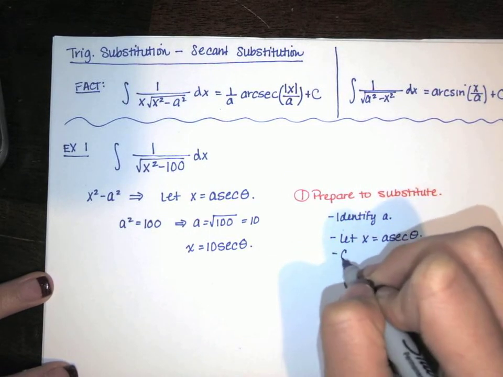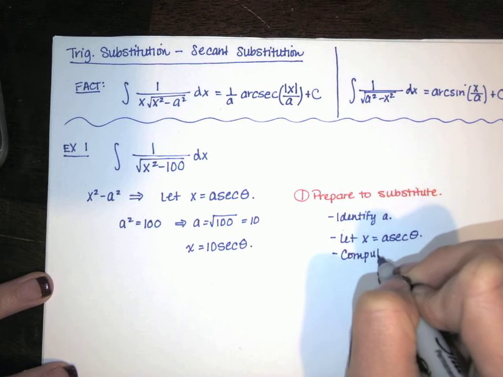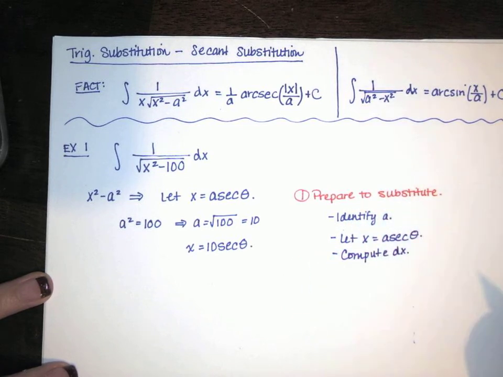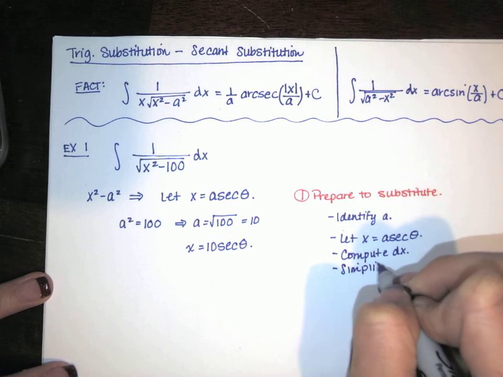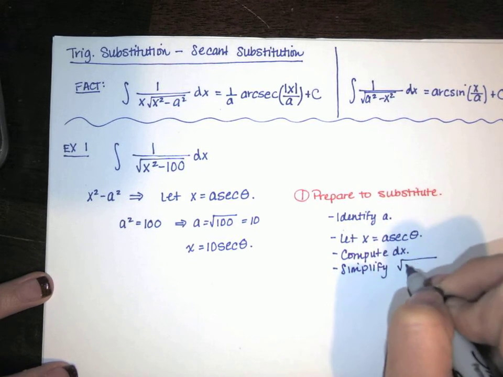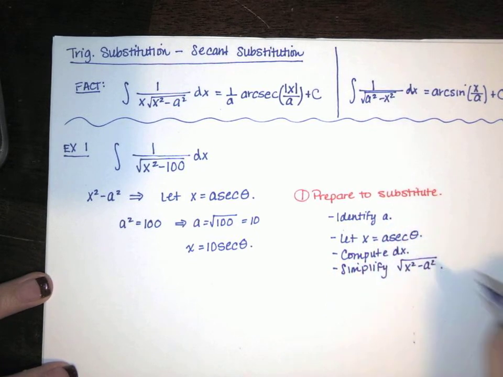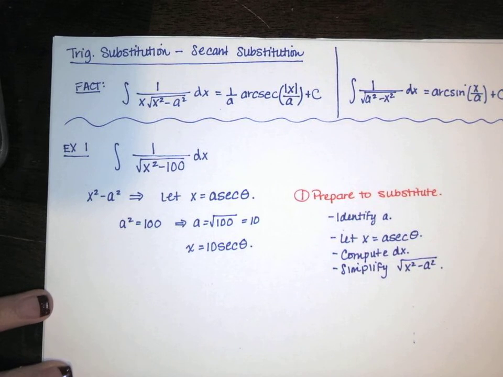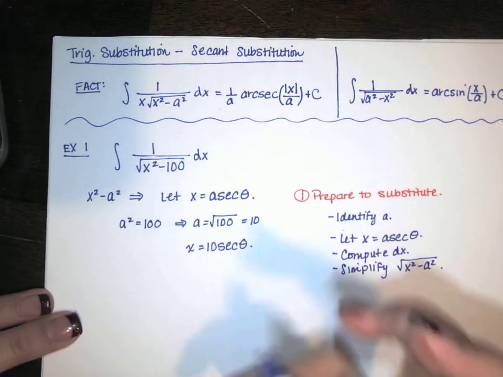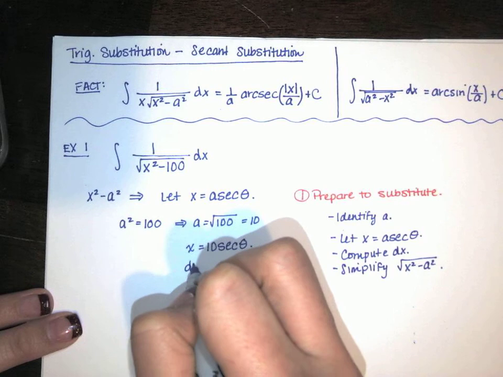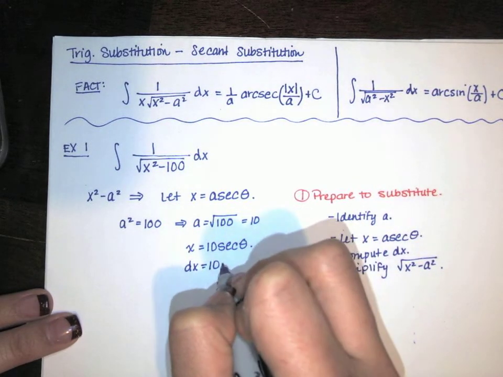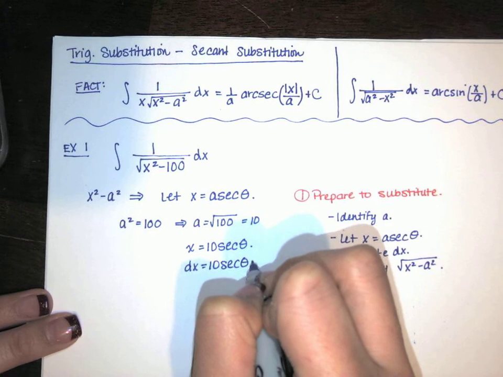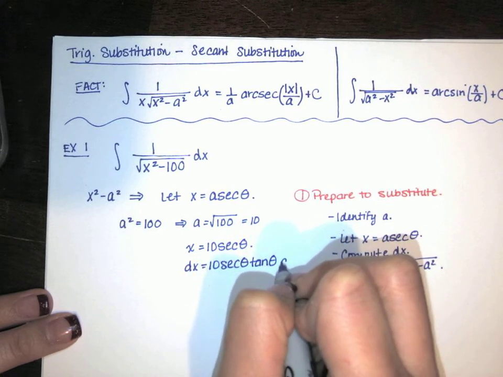Then you want to compute dx, so we've got to substitute the dx in terms of theta. And we want to simplify the square root of x squared minus a squared, or just x squared minus a squared in general if there's no square root in your problem. So I've got x equals 10 secant of theta. The derivative of 10 secant of theta is 10 times secant of theta times tangent of theta. Don't forget your d theta.